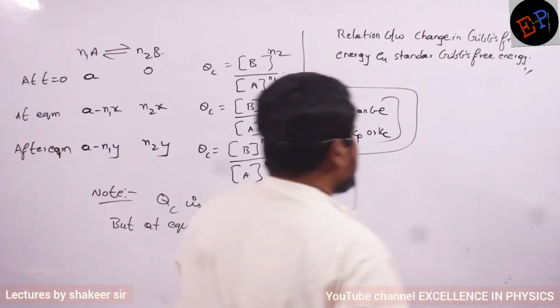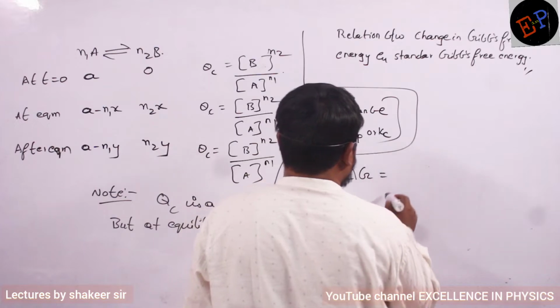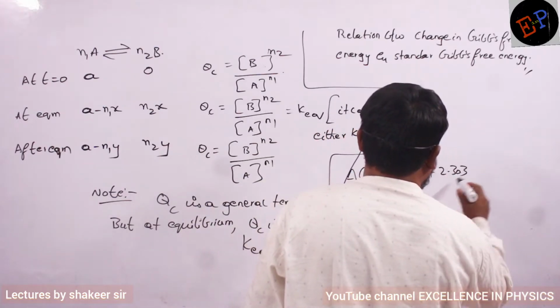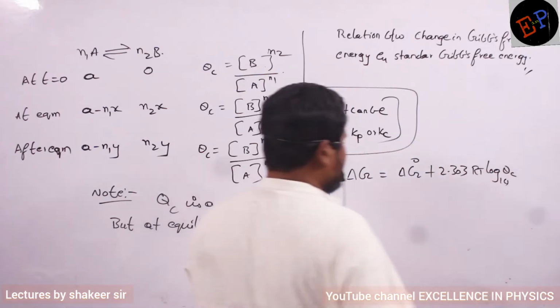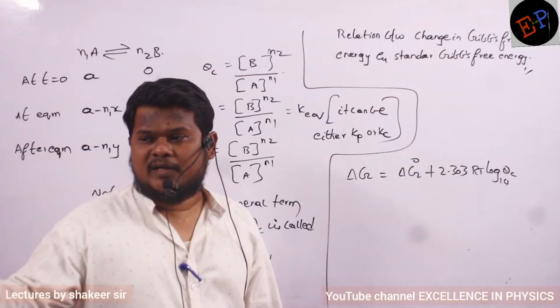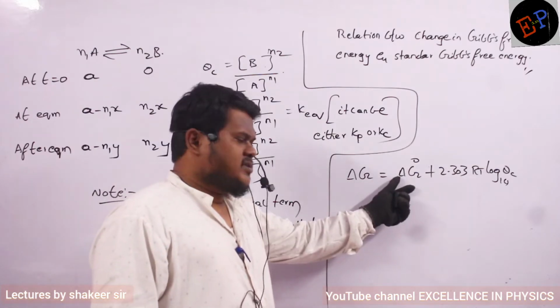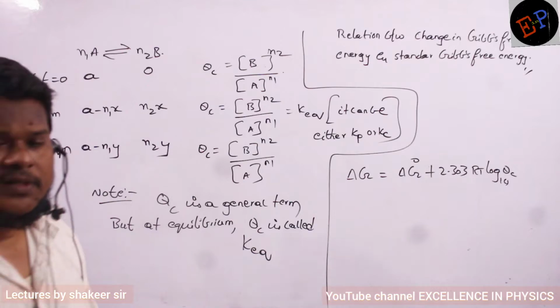Okay? So the relation between them is like this. Gibbs free energy is equal to standard Gibbs free energy plus 2.303 RT log QC to the base 10. This is the relation between Gibbs free energy and standard Gibbs free energy. Are you able to understand? So delta G is equal to delta G standard plus 2.303 RT log QC to the base 10.